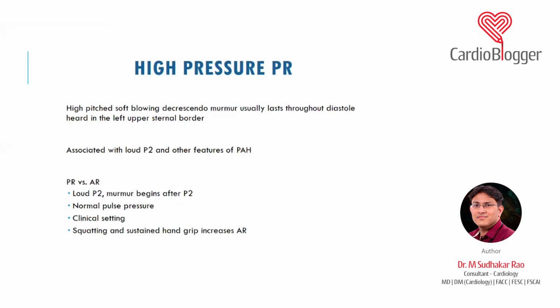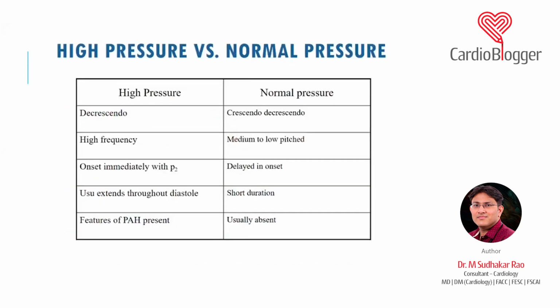On expiration, because it's a left-sided event, AR murmur increases, but a hypertensive PR doesn't increase on inspiration. Why? Because the pulmonary vascular resistance is already that high that a high pressure PR cannot further increase on inspiration. So these are few of the differences between a PR and an AR.